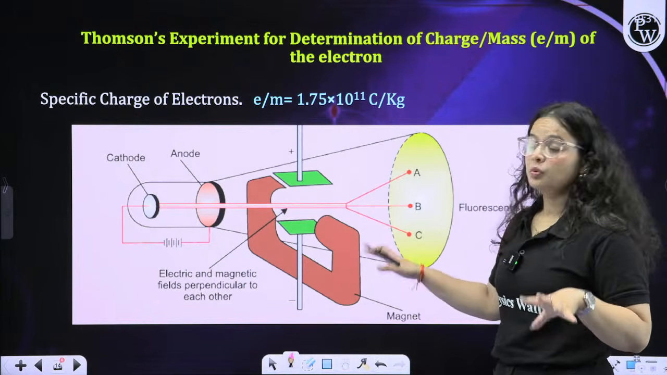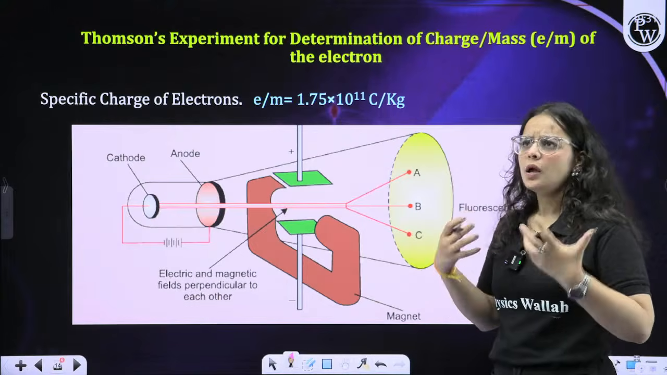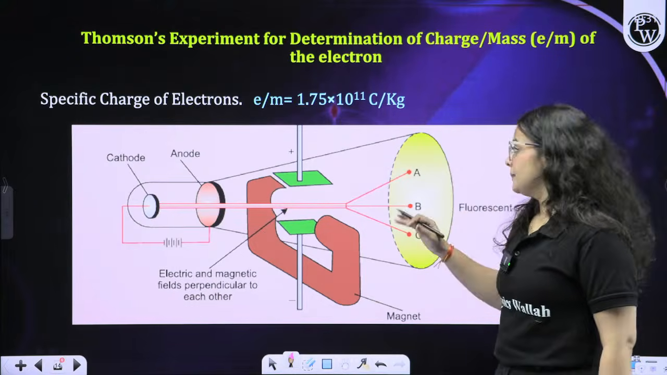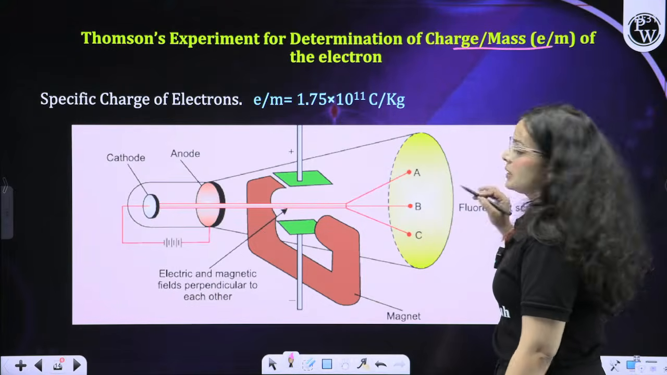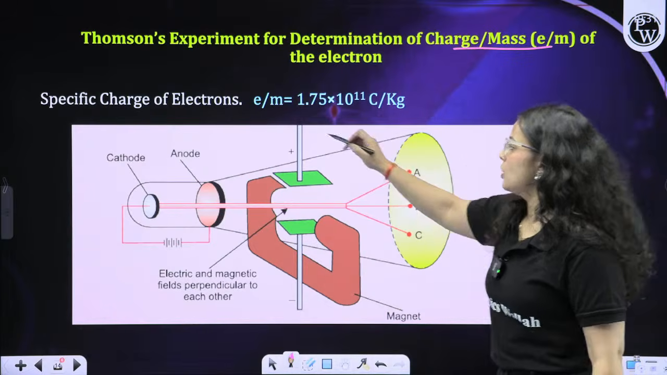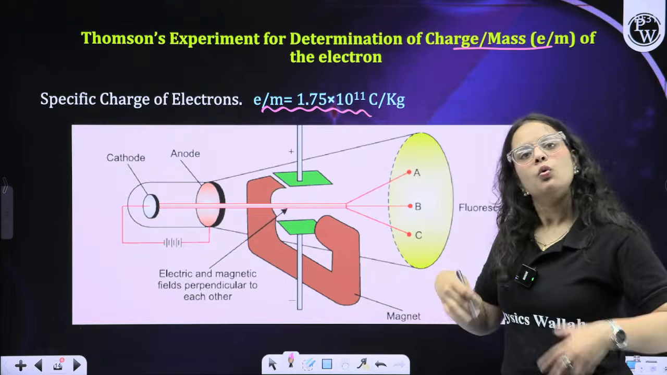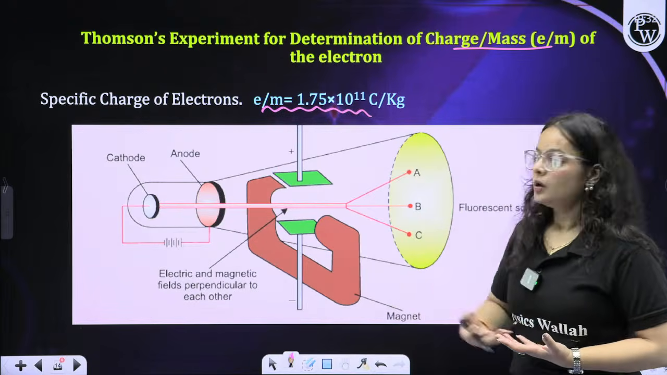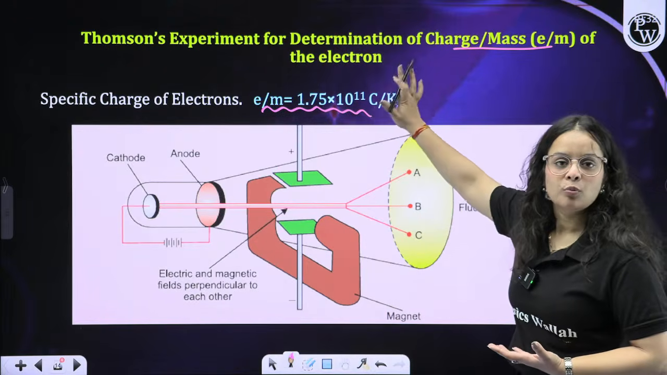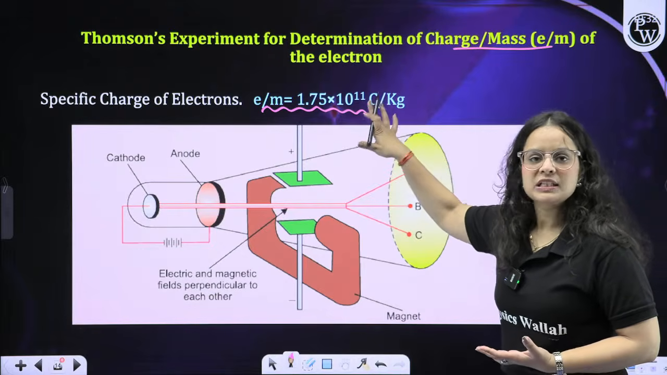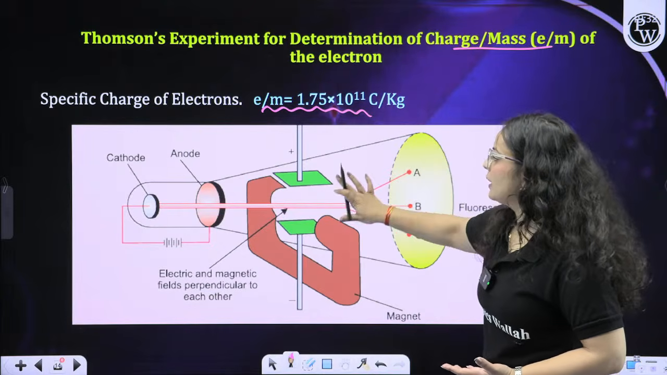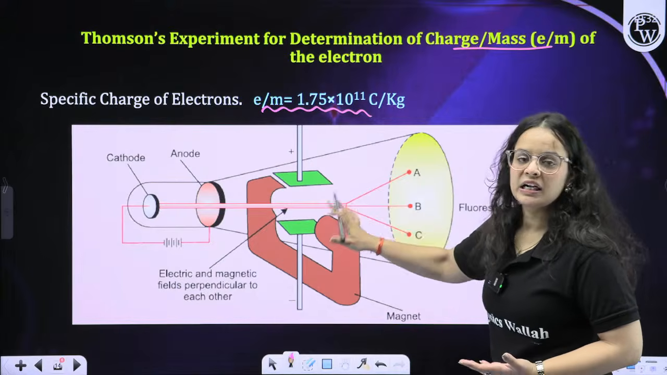Now moving on to the Thomson experiment. What is the Thomson experiment, ma'am? See, e by m, that is charge by mass, that is specific charge, comes out to be this much for cathode rays, that is electrons, right? So who proved the value of e by m to be this? What is the specific charge? This is the value that was calculated from the experiment conducted by Thomson.